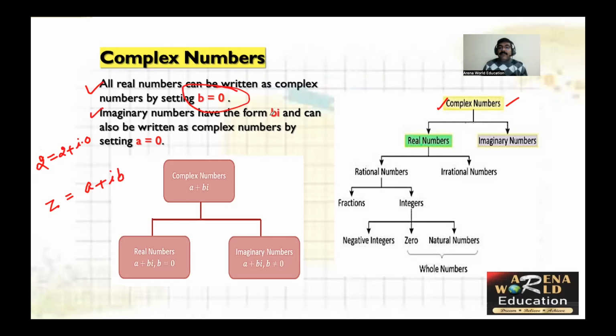Imaginary numbers have the form b iota and can also be written as complex numbers by setting a equal to 0. So let us take the example. We have 2 iota. This is an imaginary number. If we want to write it in the form of a complex number, this will be 0 plus 2 iota, right? So here 0 is a, the real part. So in the case of a real number, the imaginary part is 0. And in the case of an imaginary number, the real part is 0, right?